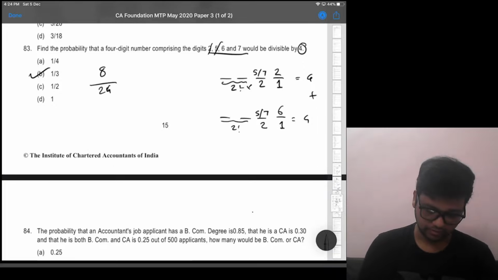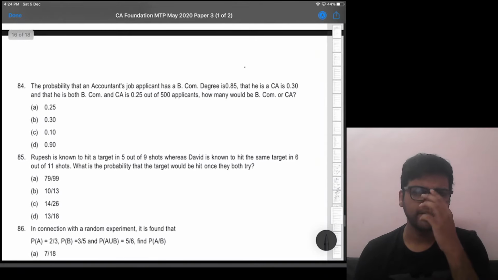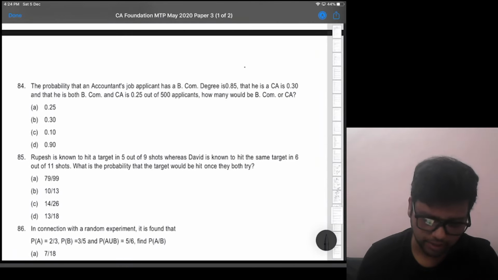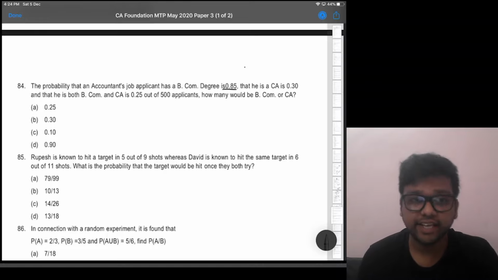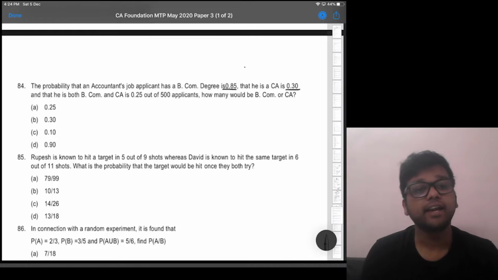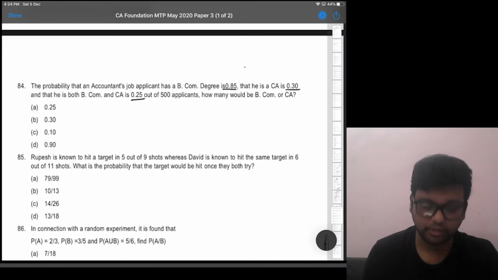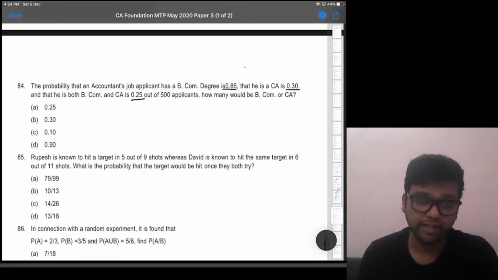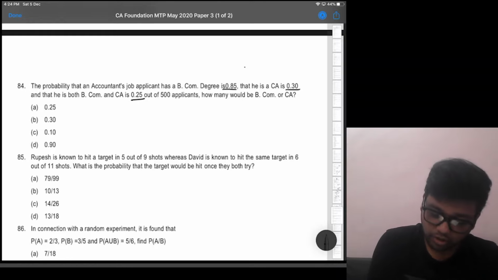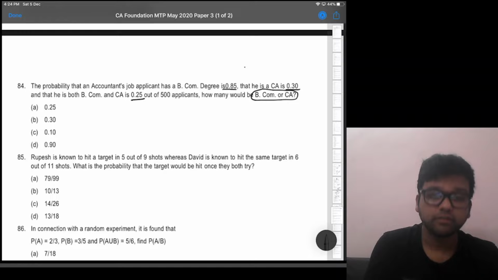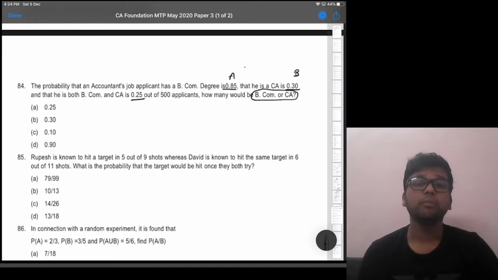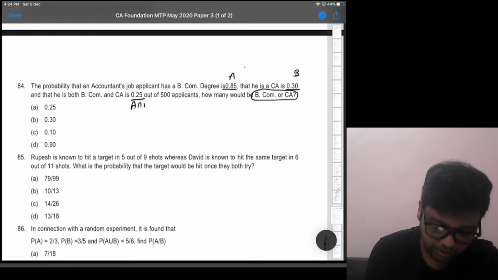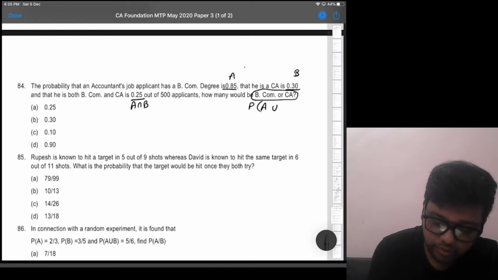Just a second. 84. Probability that an accountant's job applicant has a BCom degree is 0.85. That he is a CA is 0.3. And that he is both BCom and CA is 0.25. Out of 500 applicants, how many would be BCom or CA? BCom or CA. Let's call this A, let's call this B. BCom and CA both means this is A intersection B. And BCom or CA means we want probability of A union B.